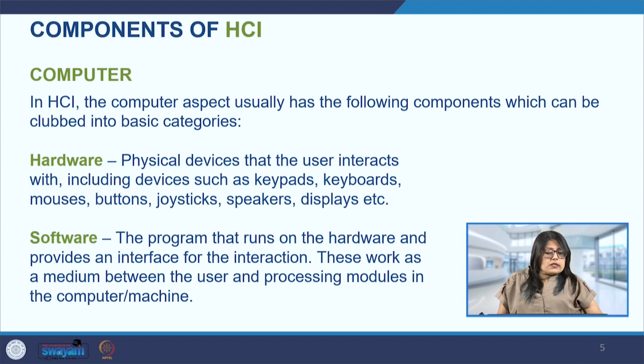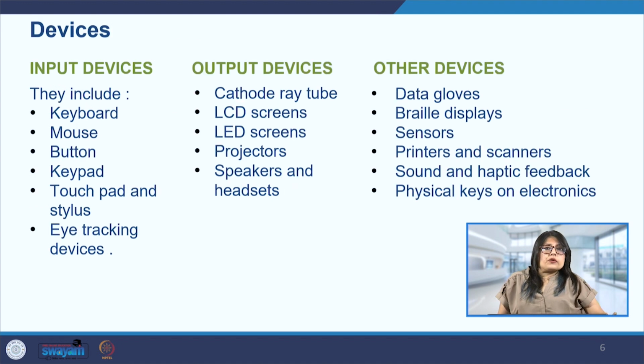And the software are the programs that run on the hardware and provide an interface for the interaction. So these work as a medium between the user and the processing modules in the computer. They are what ties these two together, the hardware and the user. Now we can see a few examples of the input, output, and other devices.